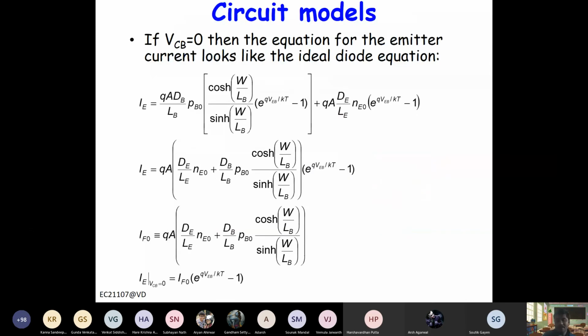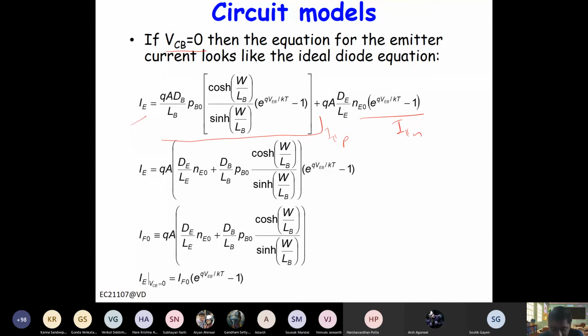Now based on this current equation, we can turn this current equation into a circuit model, right? So IE is basically due to IEP, and this is due to IEN, right? And here we are assuming VCB to be 0, right? So that component will vanish.